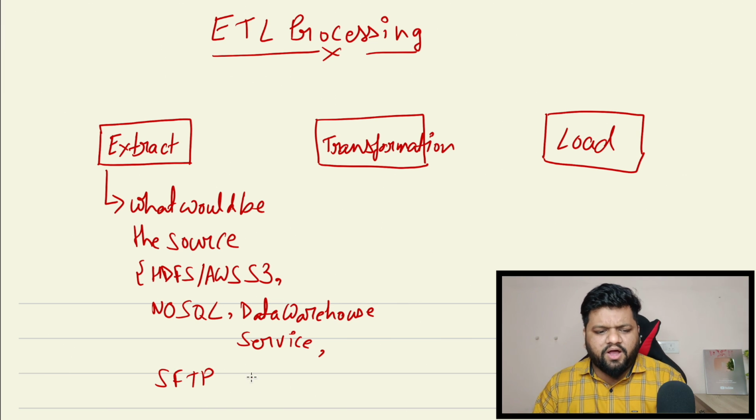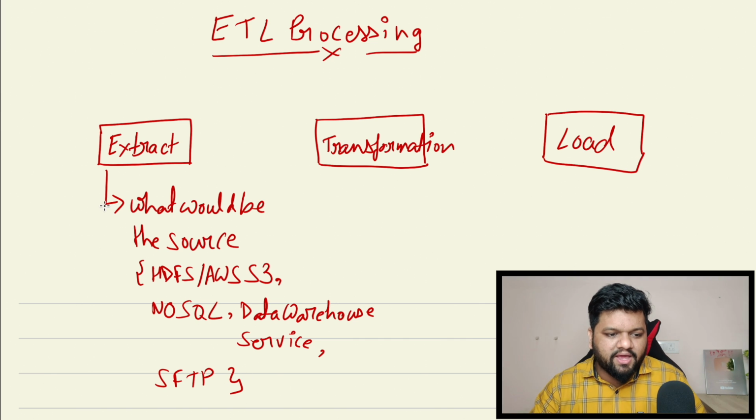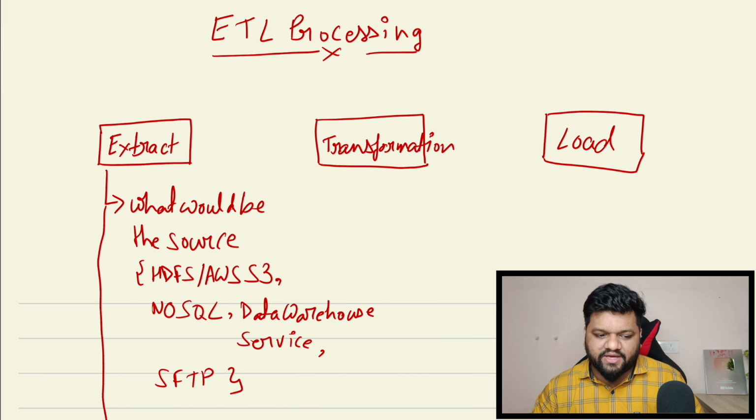And another example can be your SFTP servers, right? Means any kind of server where, let's say, your clients or any process is dumping some data, right? So these could be the potential sources of the data from where you can get it when it comes to the batch data processing.